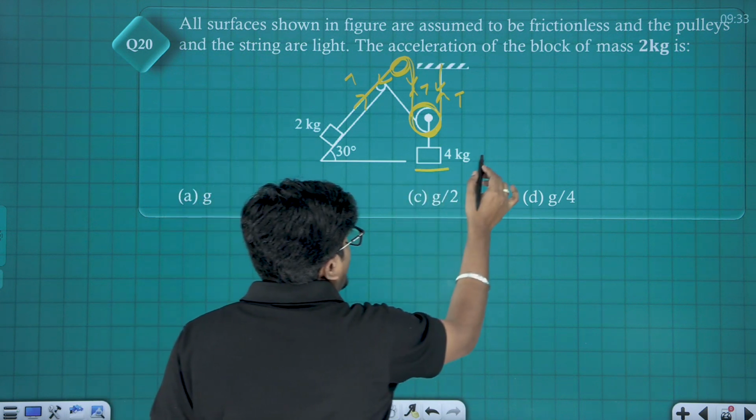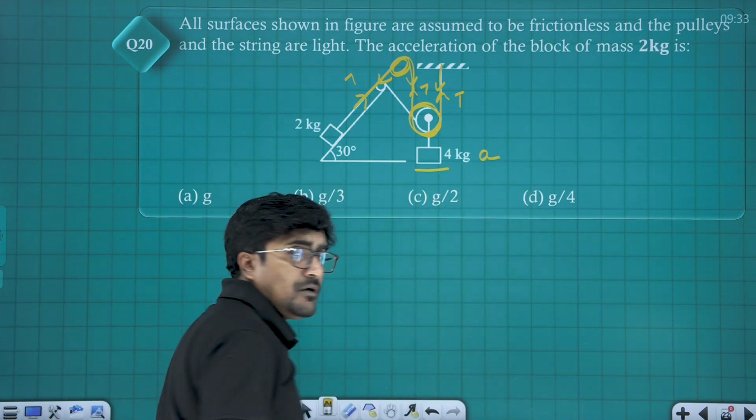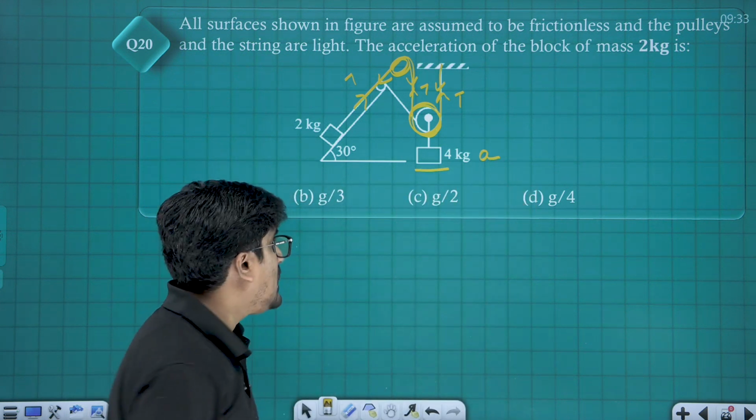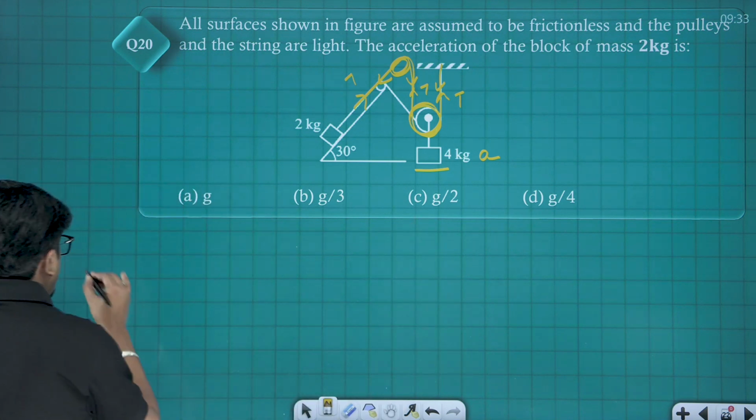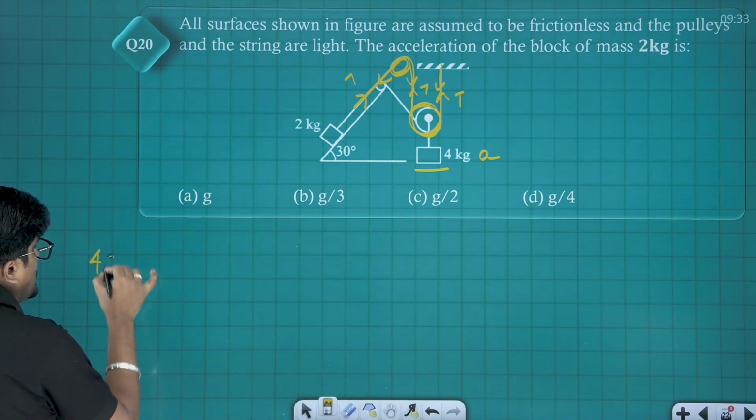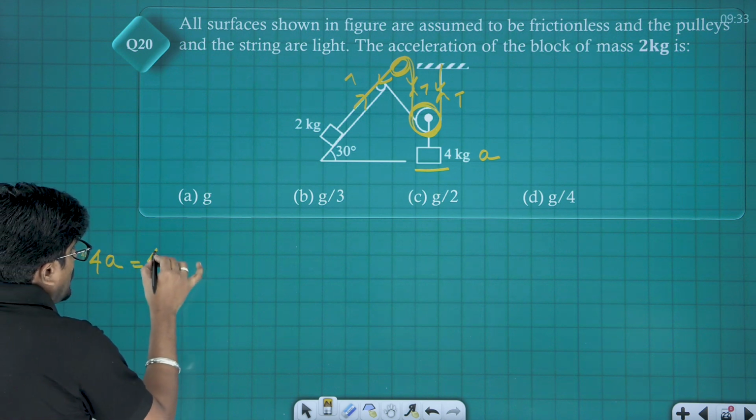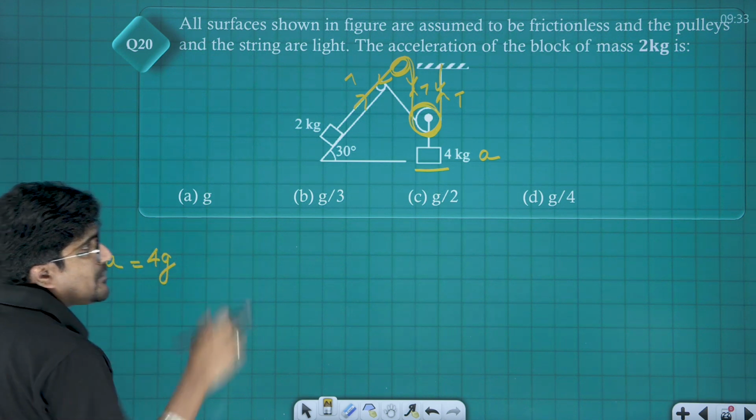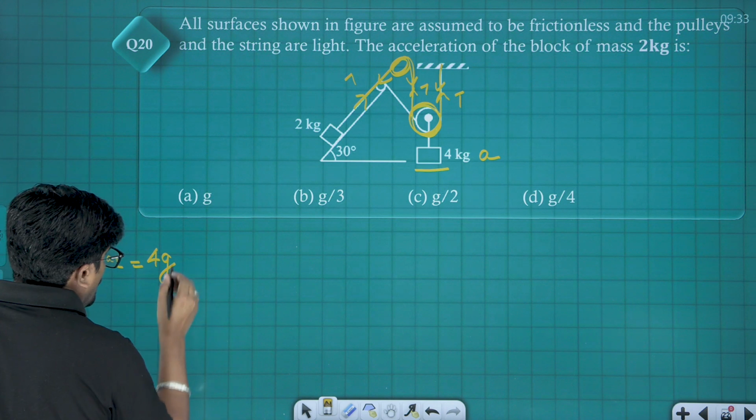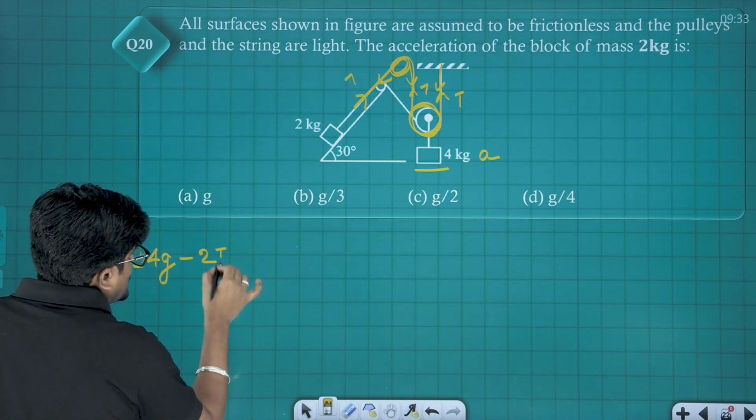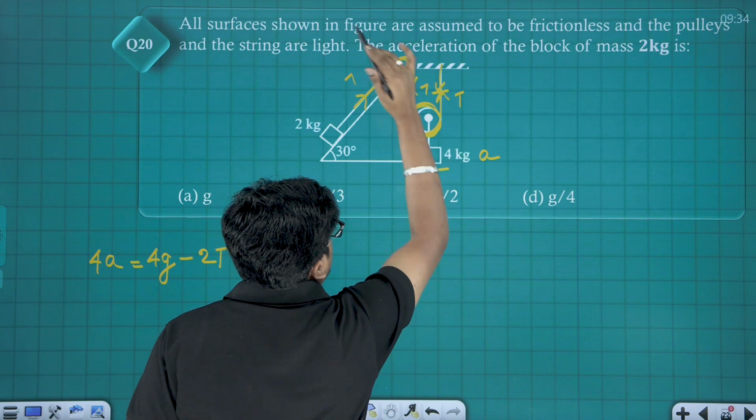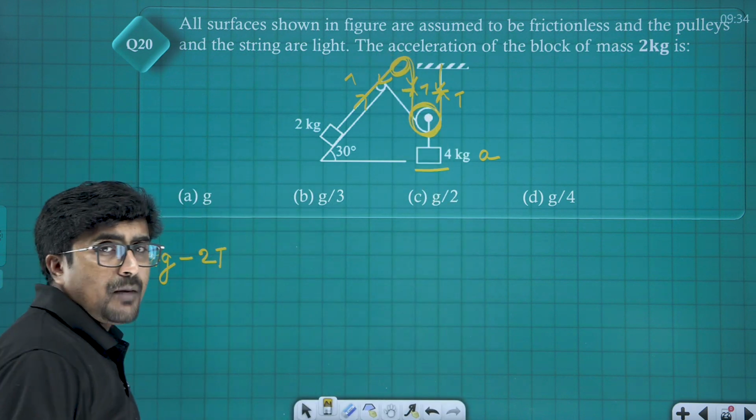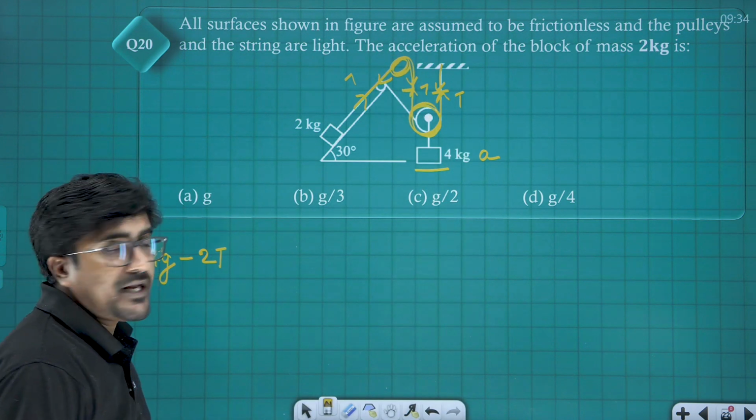If I take the acceleration of the 4 kg mass as a, then if I write the equation for 4 kg mass, I can say 4 times a downward, that is 4 into g, where 4 is the mass, g is acceleration due to gravity downward, minus 2 times T upward, because you know that here you have got 1 T and here also you have got 1 T. So net force acting in the upward direction is 2 times T.